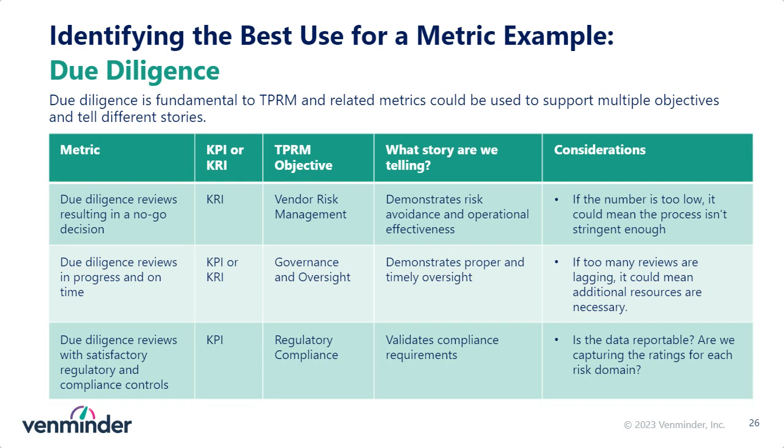Another metric might be how many due diligence reviews are in process and on time. This could be a KPI or a KRI, and it could help us measure governance and oversight. It demonstrates proper and timely oversight, but if too many reviews are lagging, it could mean that additional resources are necessary. Due diligence reviews with satisfactory regulatory compliance controls can be a KPI showing regulatory compliance. It validates the requirements that we have as an organization and that we extend to our vendors. But we also want to think about, is the data reportable, and are we capturing the ratings for each risk domain?